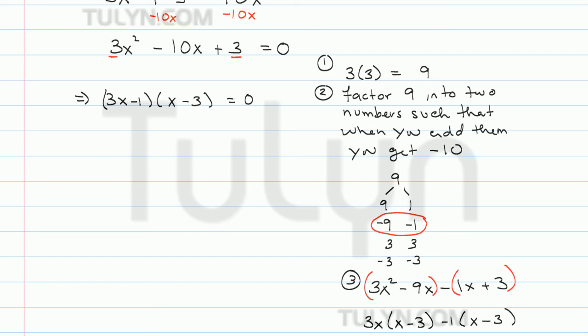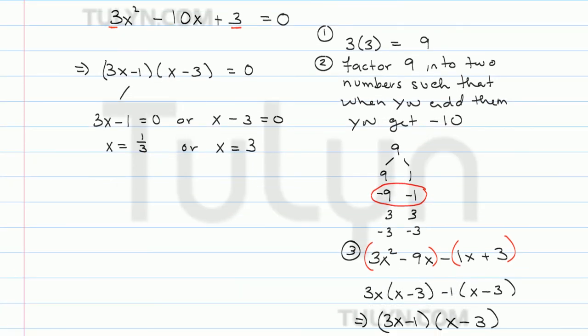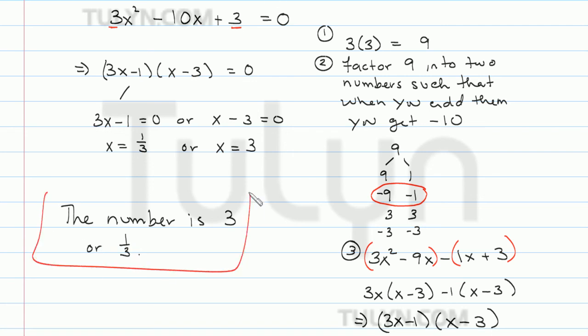So then the last step is to use the zero factor property and say, well, either 3x minus 1 is equal to 0 or x minus 3 is equal to 0. So x is equal to 1/3 or x is equal to 3. So the number is going to be 3 or it's going to be 1/3.